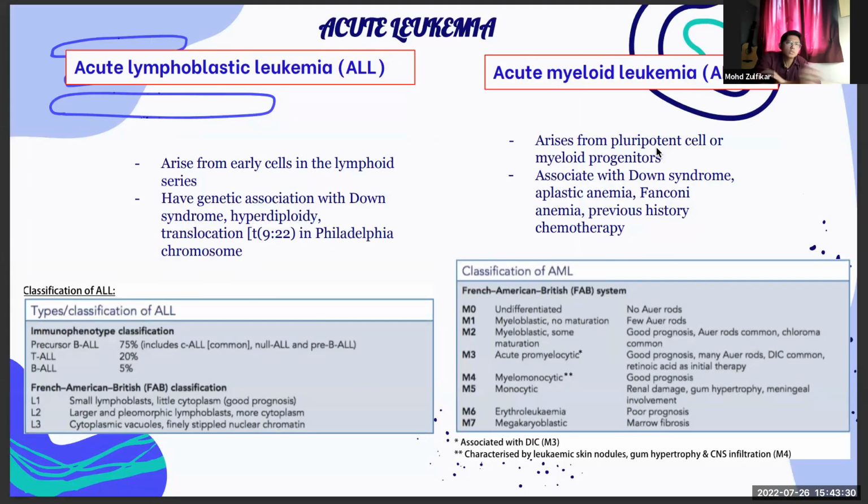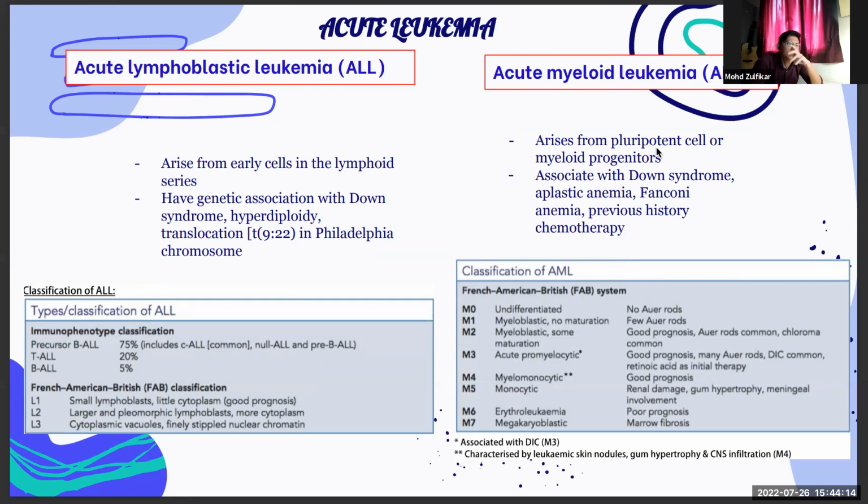So our focus today is discussing acute leukemia and not the chronic one. Acute leukemia, as I already mentioned before, is divided into acute lymphoblastic leukemia, ALL, and acute myeloid leukemia, AML. Acute lymphoblastic leukemia arises from early cells in the lymphoid series and has a genetic association with Down syndrome, hyperdiploidy, which is trisomy 21, and it is also associated with translocation 9;22, which is known as the Philadelphia chromosome.